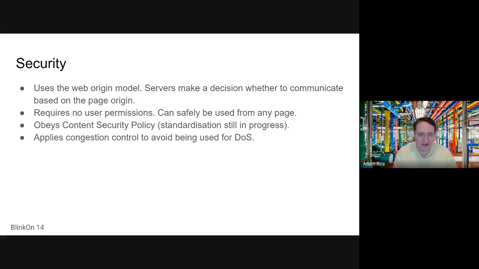For security, we use the web origin model. We send the origin to the server, so the page can't forge it, and servers make a decision whether or not to communicate based on that origin. This is a similar security model to WebSockets. Similar to WebSockets also, the user doesn't have to give explicit permission because it's designed to be safely used from any page. It obeys the content security policy, although we haven't actually standardized that part. And it applies congestion control, so it can't be used to do denial of service on routers or other middle boxes. It will behave as a well-behaved network citizen.